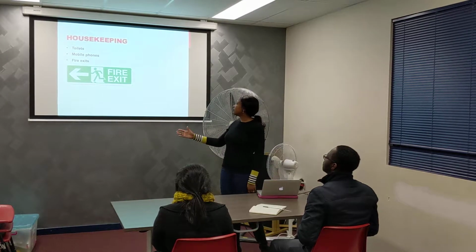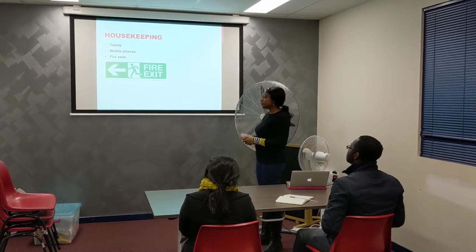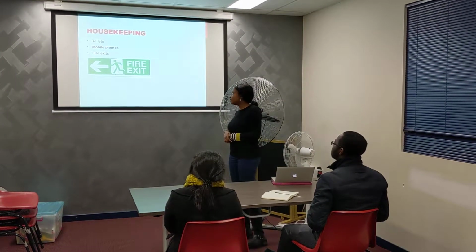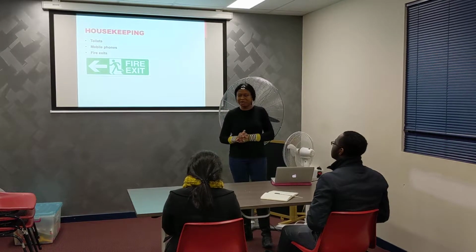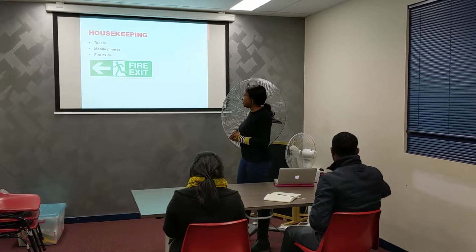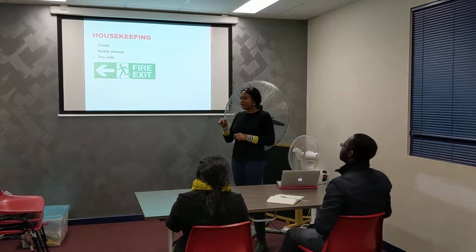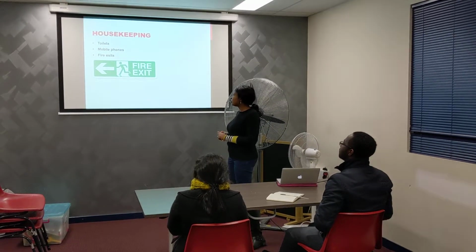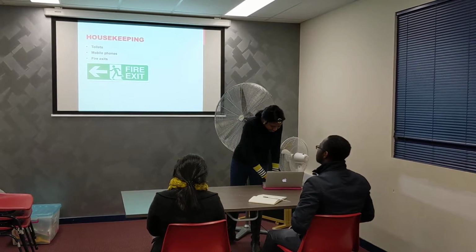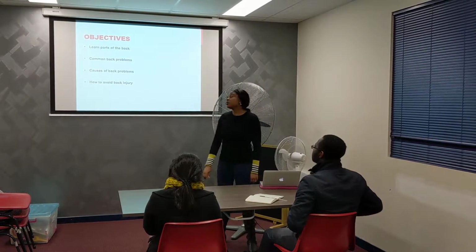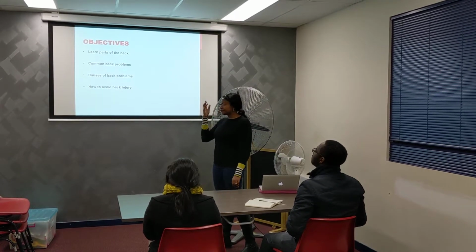Just some housekeeping rules before we start. There are two toilets in the building, one upstairs and one downstairs, just in case you feel like using the washroom. I really appreciate if you can turn off your mobile phones just for this period. And there's just one exit at the very downstairs, so in case of a fire, we know where to go.